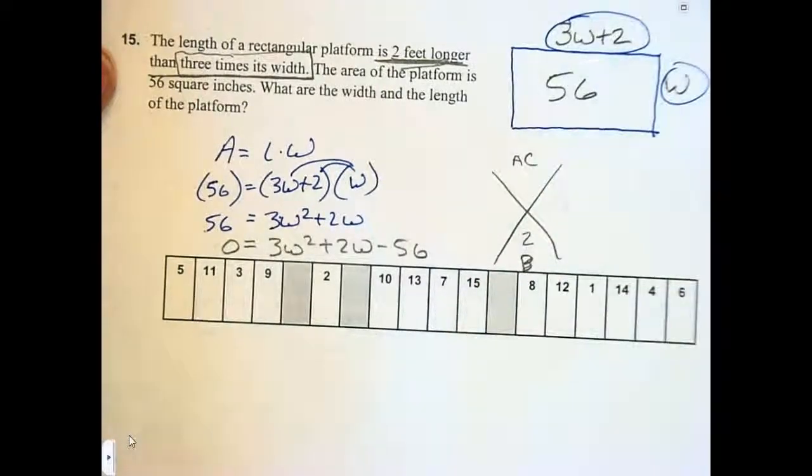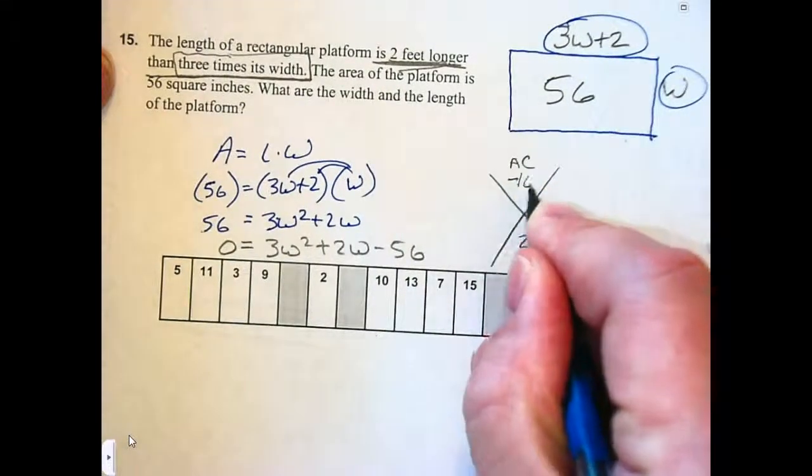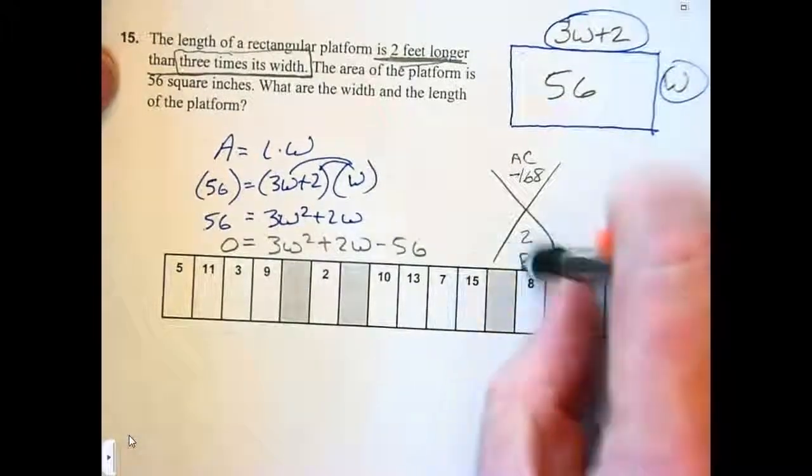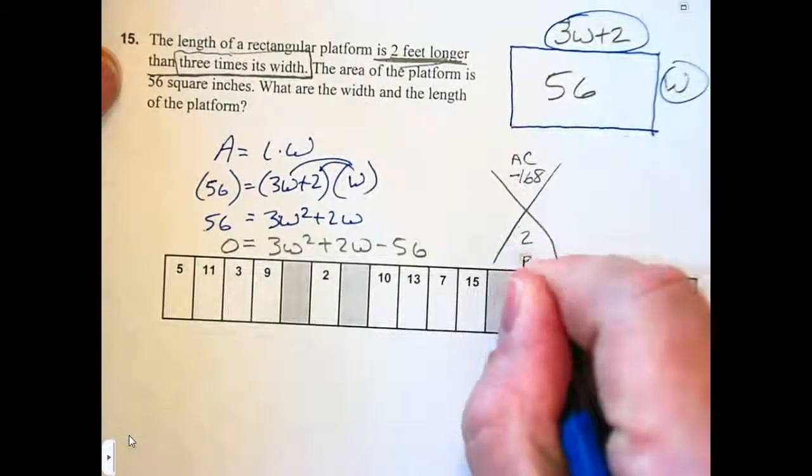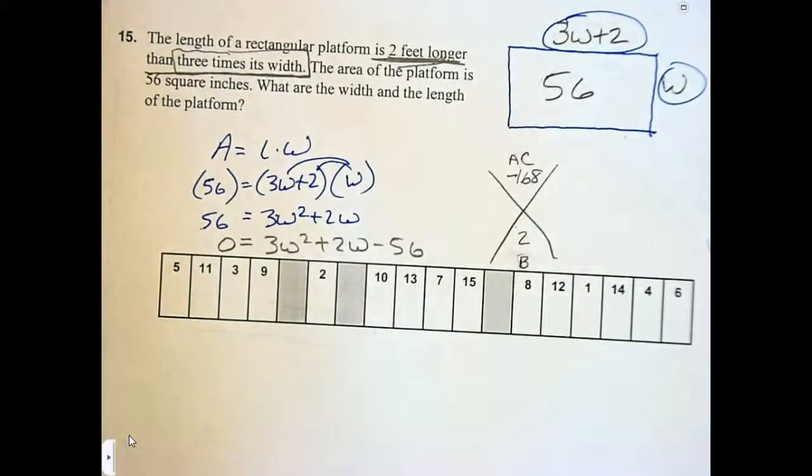Anyone know that? Yeah, good job. Okay, so 2 things to multiply to make negative 168 and add to 2. Yikes. That's when you start doing your like 168 divided by 2, by 3, by 4, by 5.